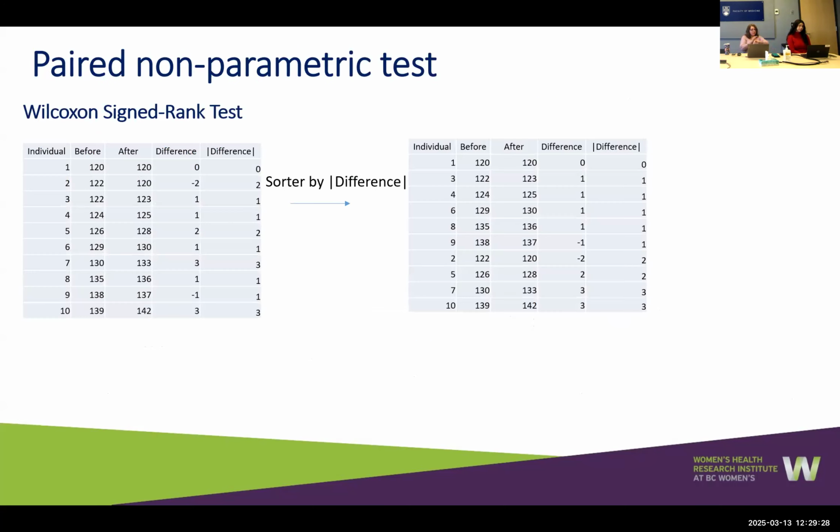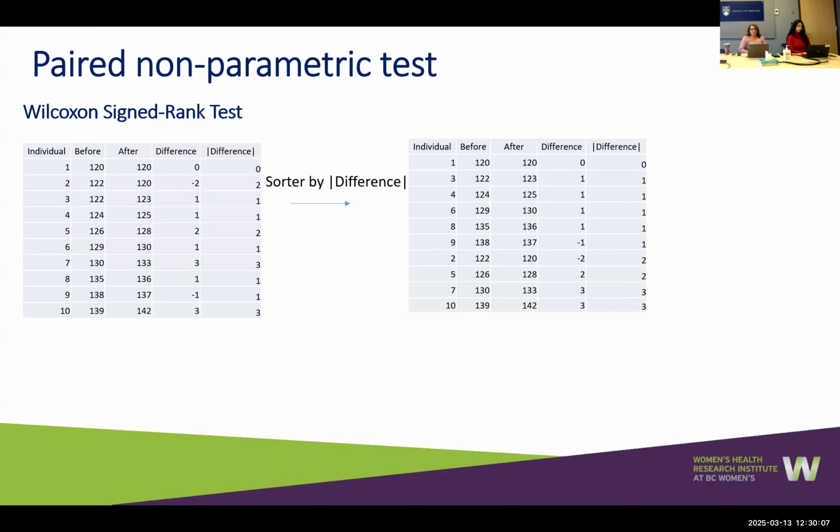So now, the same way, we can calculate the non-parametric test. The name of the test is sometimes confusing, but the non-parametric paired test is actually called the Wilcoxon signed-rank test. The way we calculate it is very similar to the unpaired test, but here we have a difference. We have our measures before and after. We calculate the difference of before and after, and we take an absolute value of the difference.